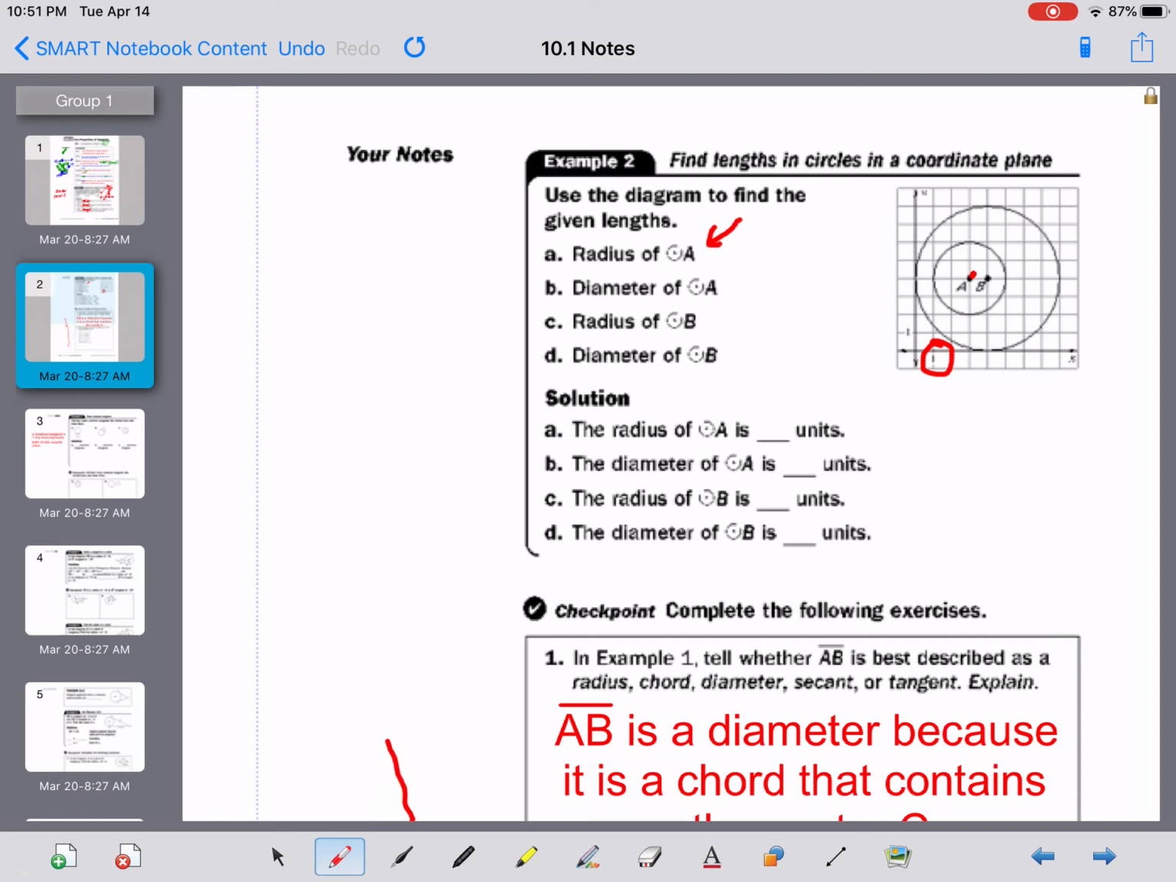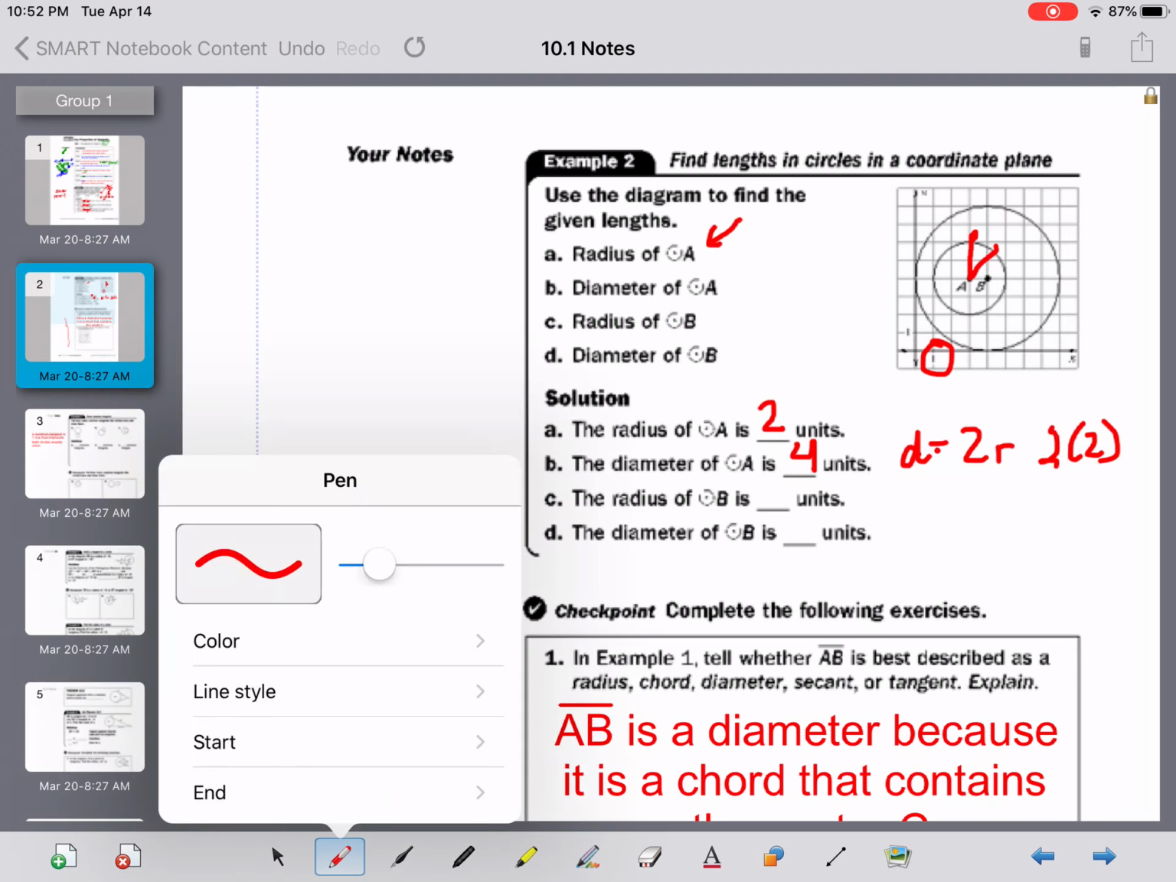Now I could draw a radius like this, but I'd have to use some distance formula and have to know that. Make sure you take the easy route. Go from the center and go either straight up, straight down, straight to the right, straight to the left, something like that. And it looks like it covers 2 lines or 2 units, so that's the radius. A diameter always equals twice the radius, so 2 times 2 here. And I have a radius, or a diameter, sorry, of 4 for circle A.